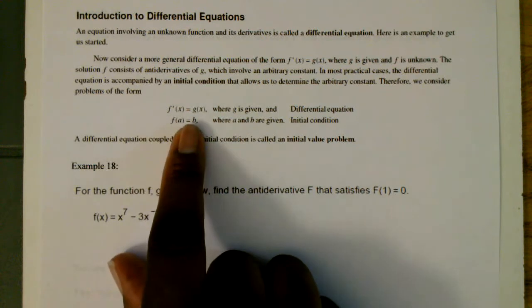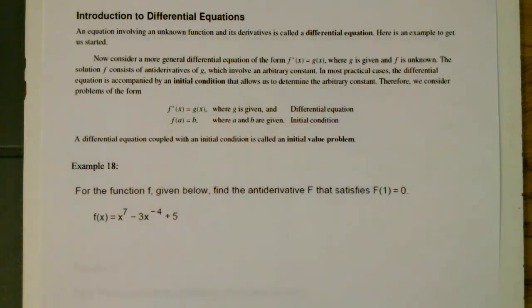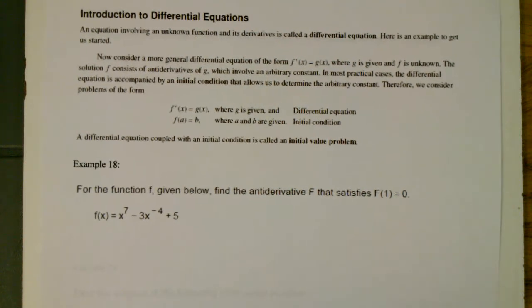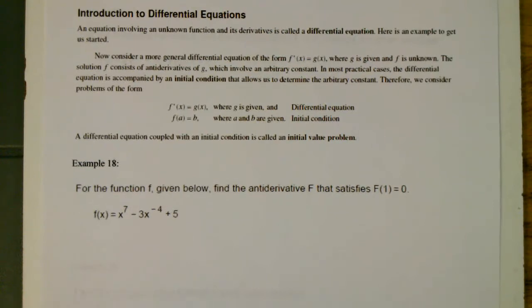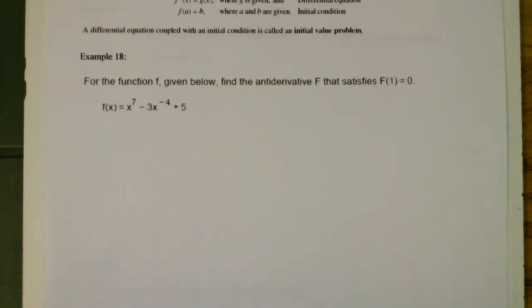So f prime of x equal to g of x, that's your differential equation. F of a is equal to some constant b, a and b are given, that would be your initial condition. So a differential equation coupled with an initial condition is called an initial value problem. Now, let's look at a few examples of this, where we're going to find not only the general solution, but also the particular solution of that equation.